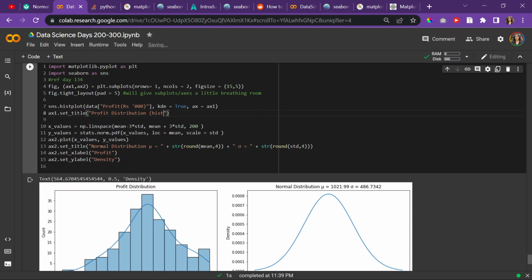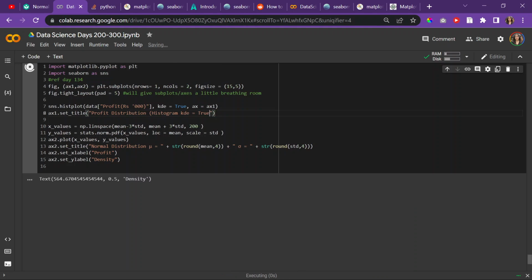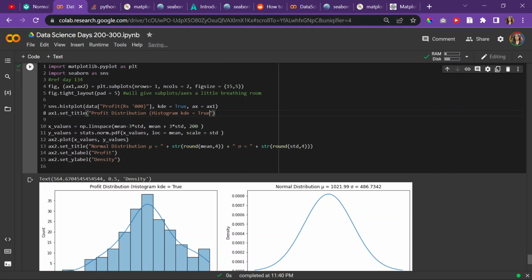So, histogram with KDE equal to true. I used sns.histplot, and histplot is for histogram. A histogram only plots one type of value and then counts the frequency of it. The value that I decided to plot was the profits of the company.